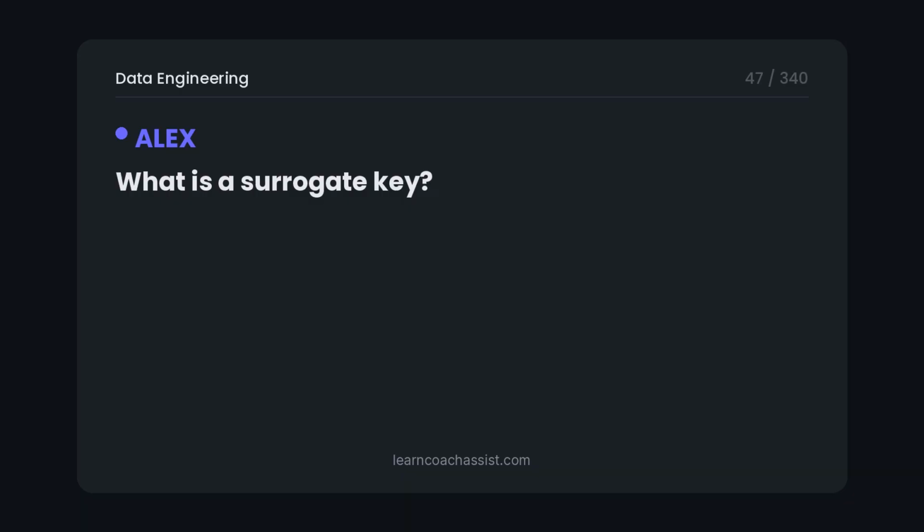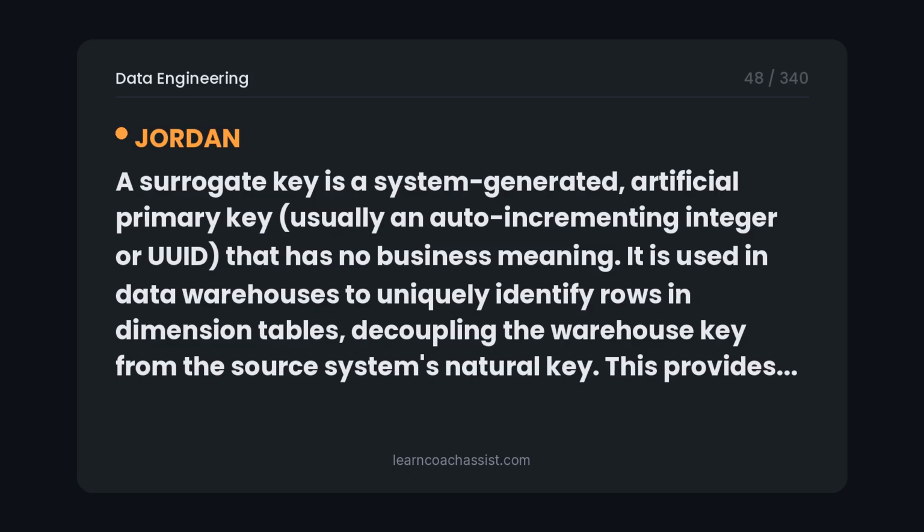What is a surrogate key? A surrogate key is a system-generated, artificial primary key, usually an auto-incrementing integer or UUID, that has no business meaning. It is used in data warehouses to uniquely identify rows in dimension tables, decoupling the warehouse key from the source system's natural key. This provides stability even when source keys change or are reused.